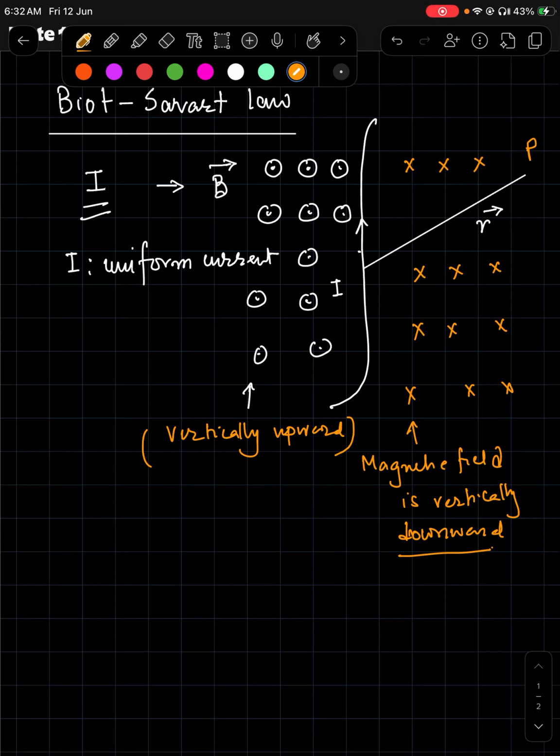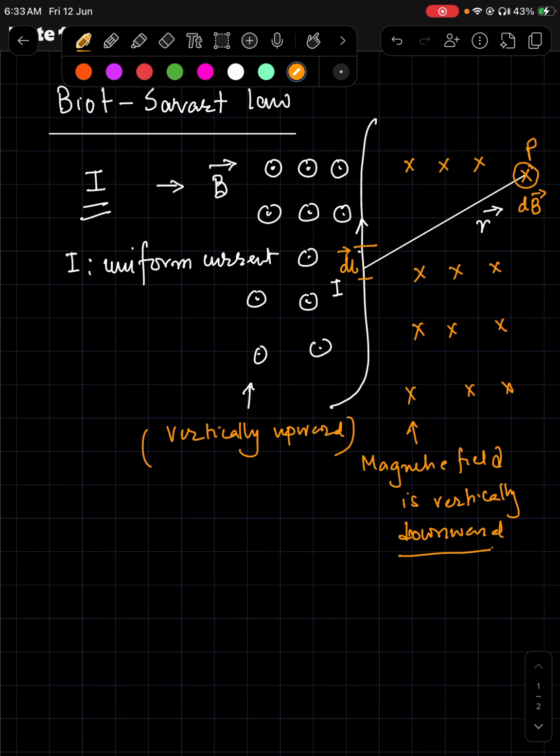For that purpose, we have to take a small element, a small line vector dl, along the direction of the current. The direction of the vector is the direction of the current. We have to find the magnetic field at the point P, and obviously it is vertically downward. I have encircled the magnetic field here. Since we are considering the particular line element dl, the magnetic field generated by this small element is dB, say.